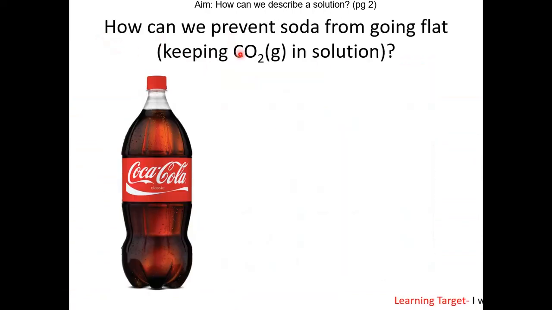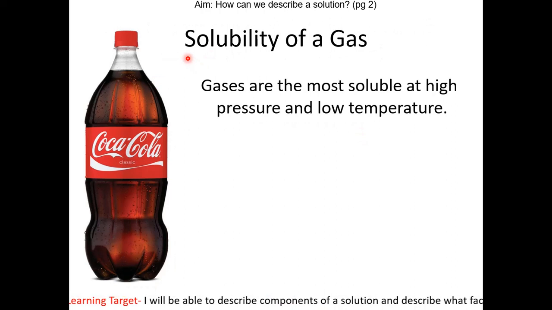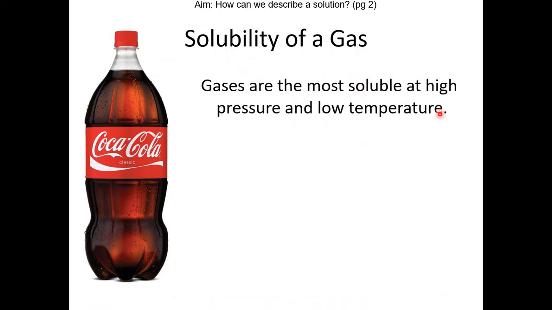So how can we prevent soda from going flat? Basically, keep the carbon dioxide in solution. Based on what we just learned, you can decrease the temperature and increase the pressure. In summary, for solubility of gas, gases are most soluble at high pressure and low temperature. You have to know this for the Regents exam.